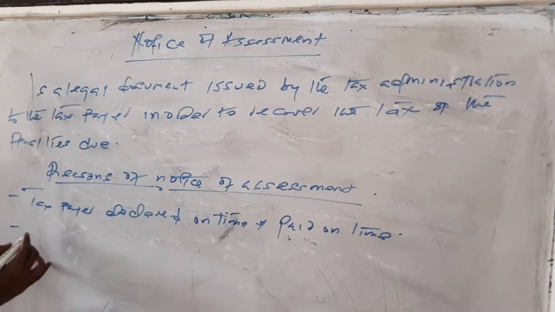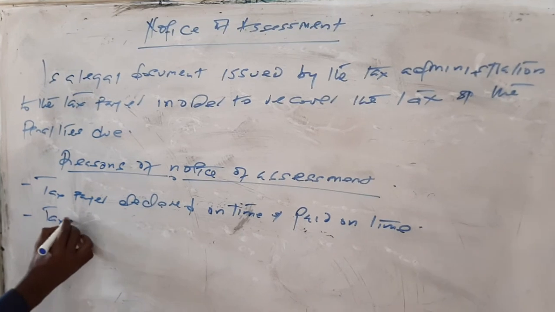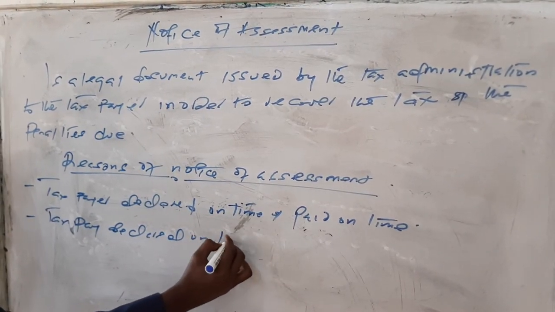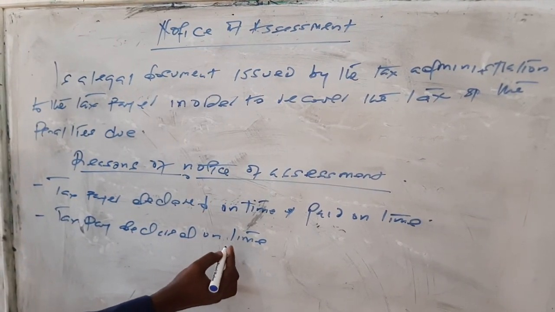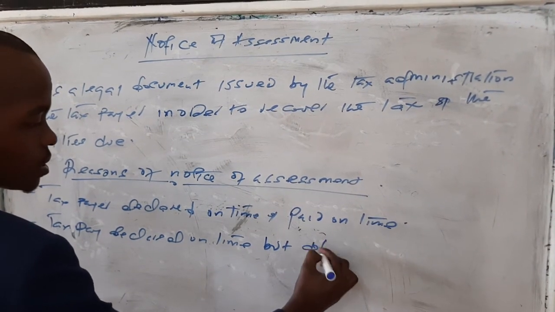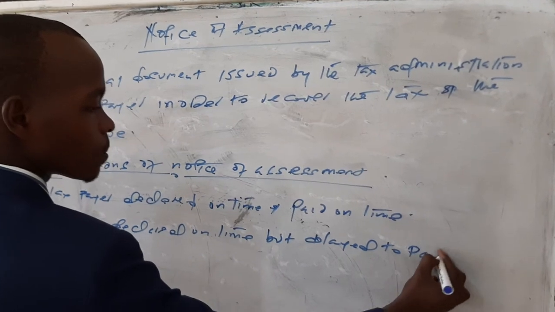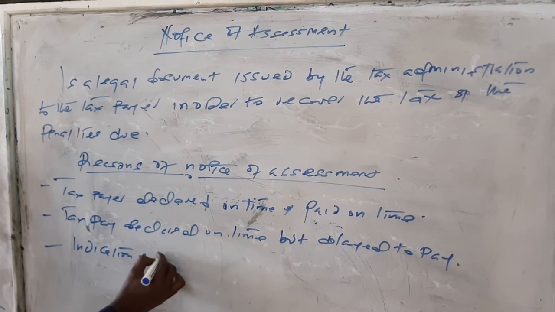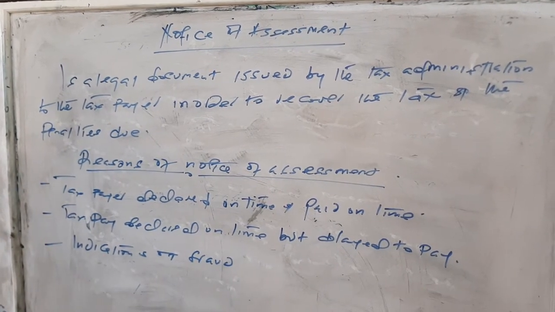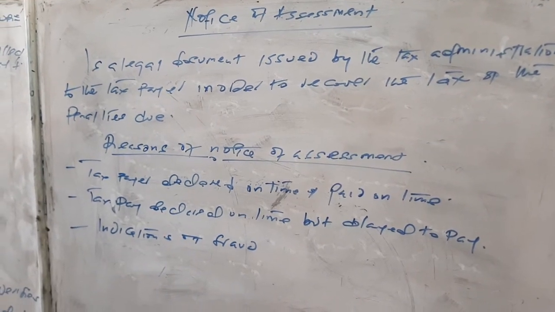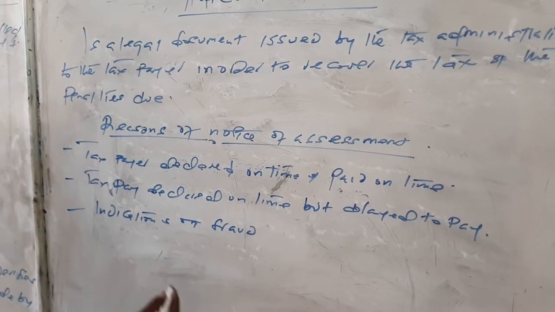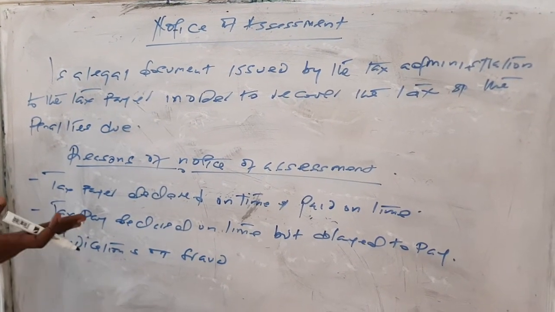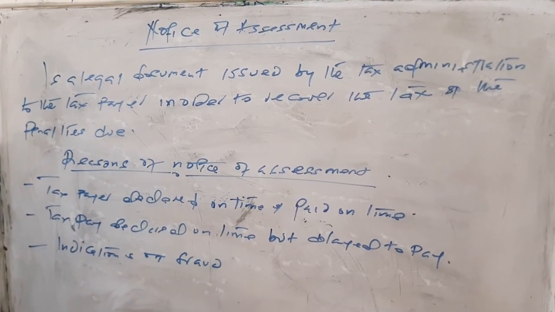Another reason can be that the taxpayer declared on time, but delayed to pay. Another reason can be the indications of fraud. Maybe what you declared is not what is indicated in the financial position. When the tax administrators suspect some indications of fraud in the financial statements you have submitted, you have to be issued the notes of assessment.